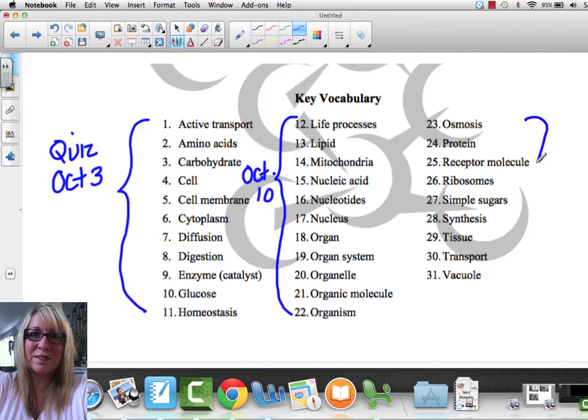And then the last set, 23 to 31, we'll have a quiz on October 16th. So these are 2 Fridays. So this is Friday, October 3rd. This is also a Friday. And then October 16th is actually a Thursday. All of these will be on links in Schoology and will take you to Quizlet.